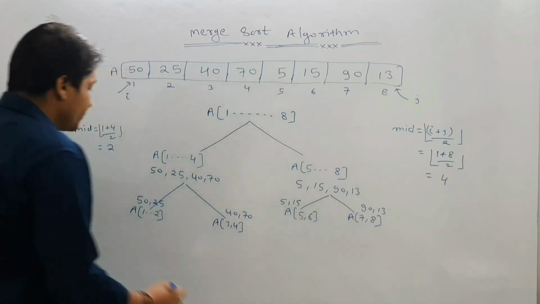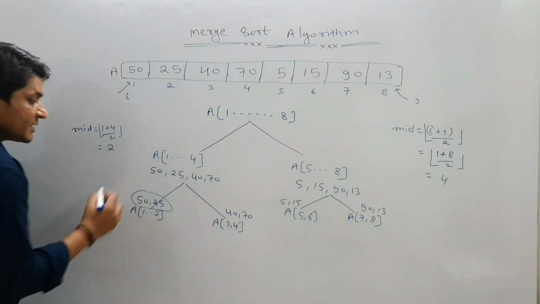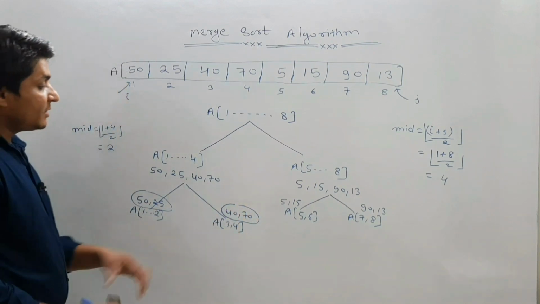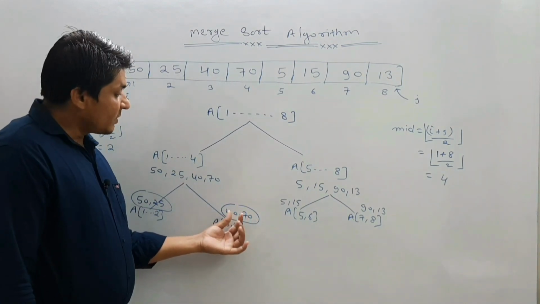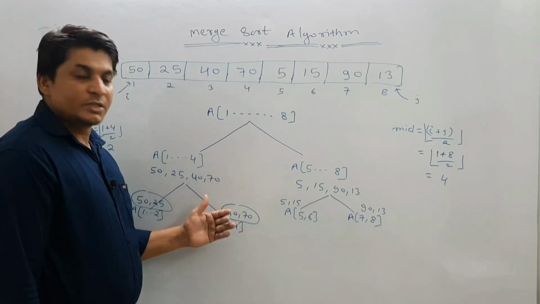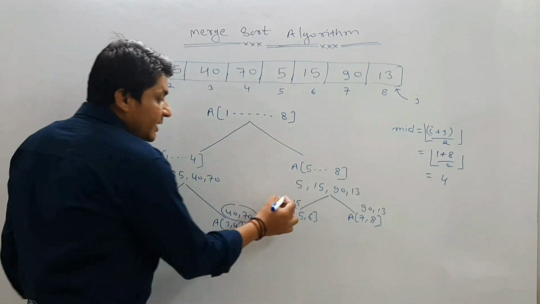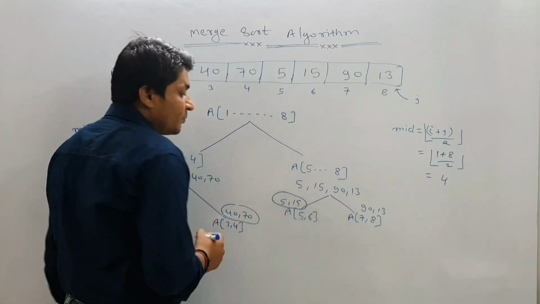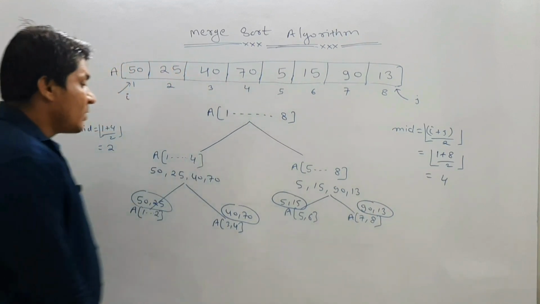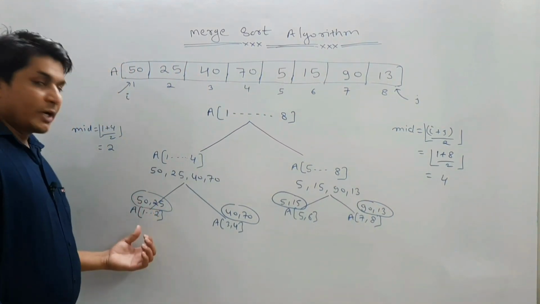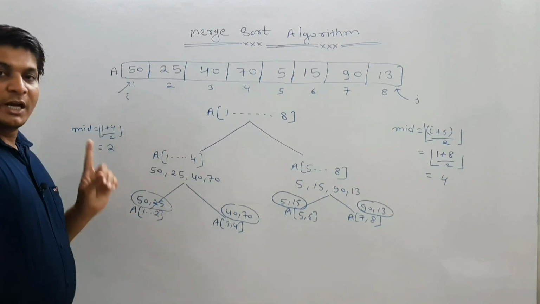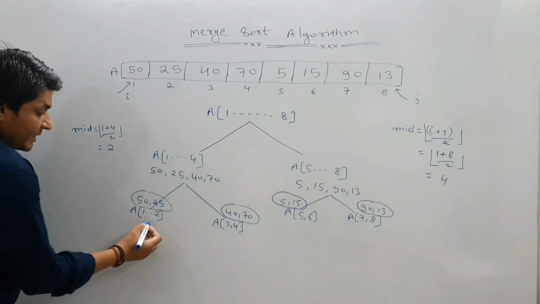Correct? Now if you see this part, it is not a sorted array. We are not able to say whether it is sorted or not, because whenever there is more than one element, we cannot say without comparison whether it is sorted or not. So we can assume it is still not sorted, and this one also is not sorted. We can say an array is sorted when it contains only one element. One element is always sorted. So let us again divide into two parts.